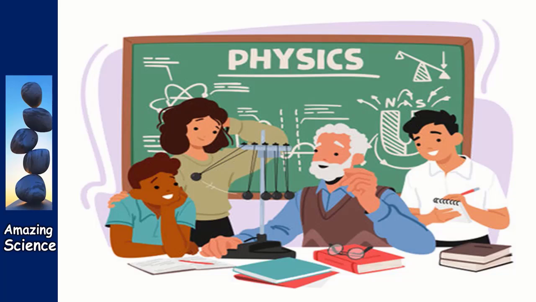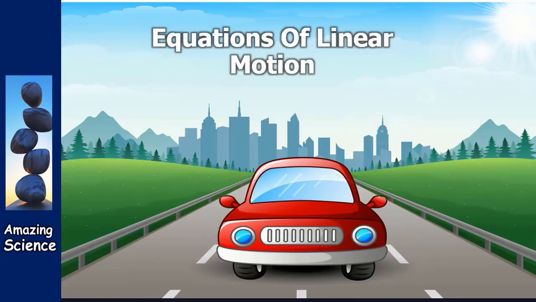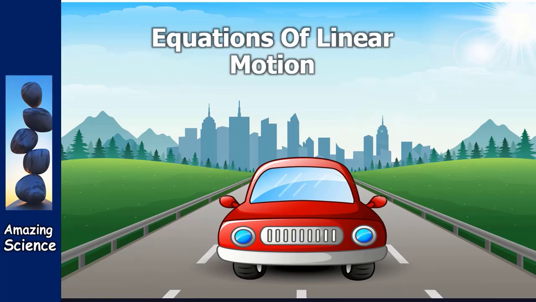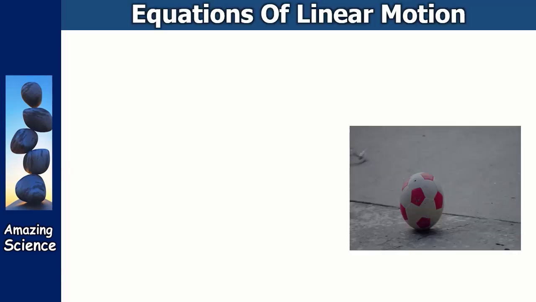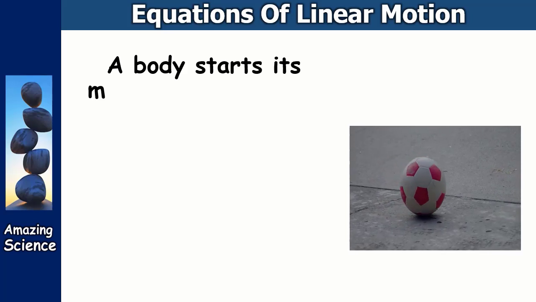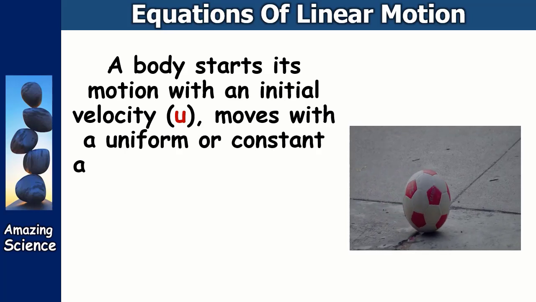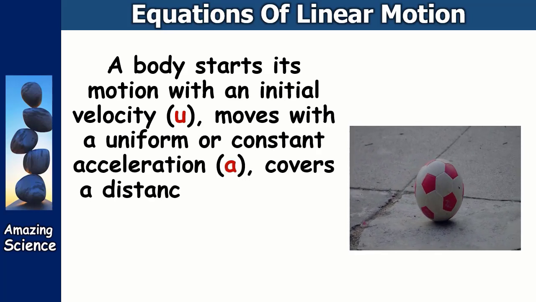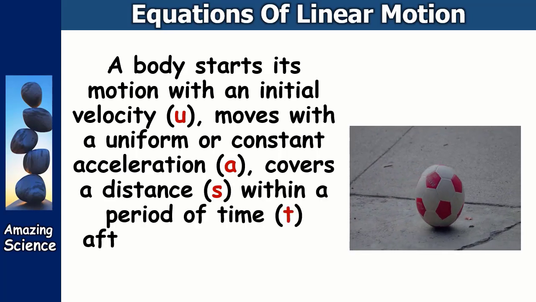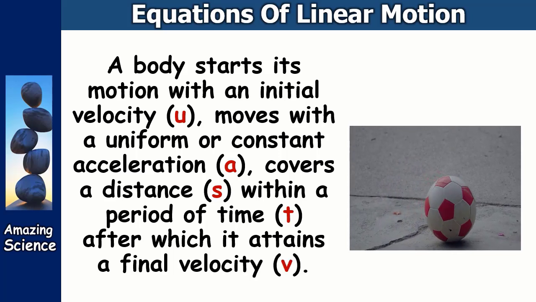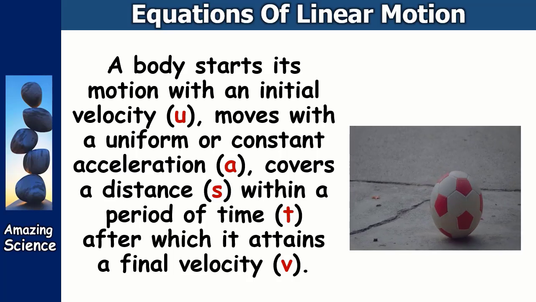In this video, we are going to learn how to derive Newton's equations for uniformly accelerated motion. These equations are very important when we want to describe the motion of a body on a straight line. So let's consider a body which starts its motion with an initial velocity u and moves with a uniform or constant acceleration a, covers a distance s within a time period of t, after which it attains a final velocity v. It is essential that we remember the body moves with a uniform acceleration.